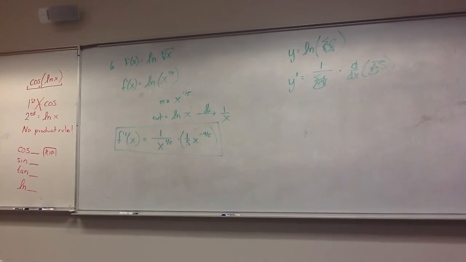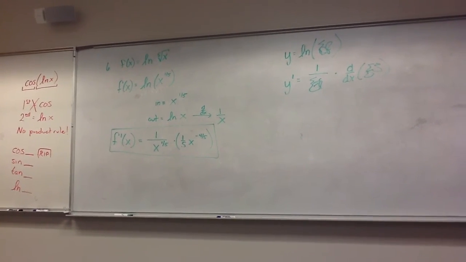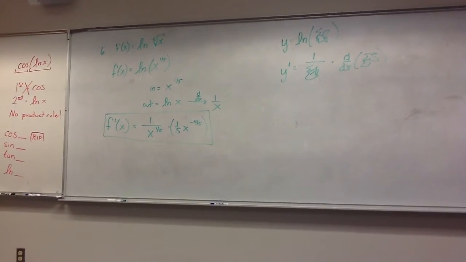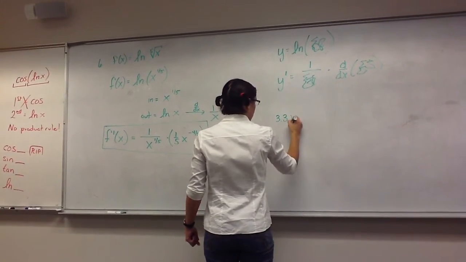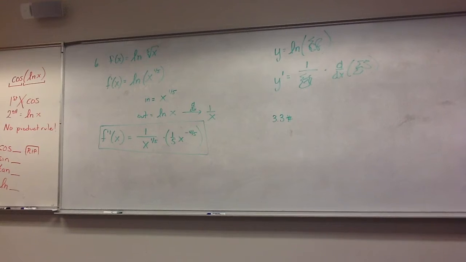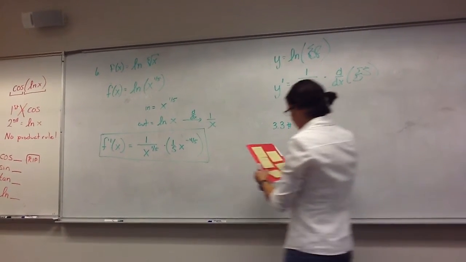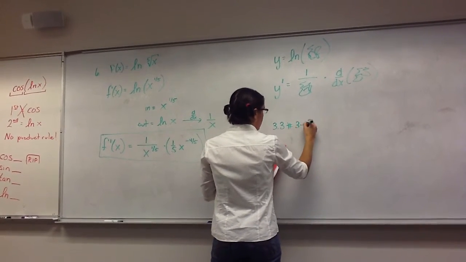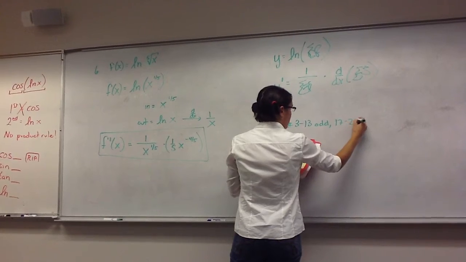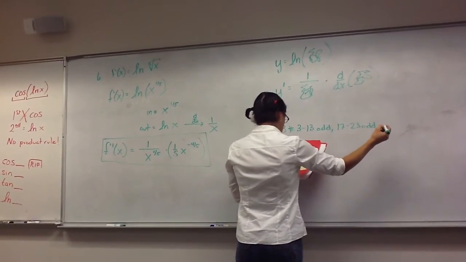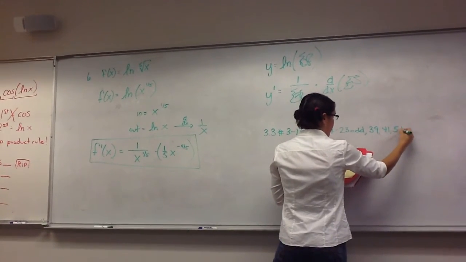Okay, any questions or comments about any of those? What were the practice problems that we were supposed to do? For some reason I didn't. So the 3.3 practice problems were numbers 3 to 13 odd, 17 to 23 odd, and 39, 41, and 55.